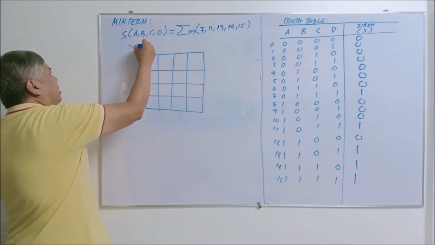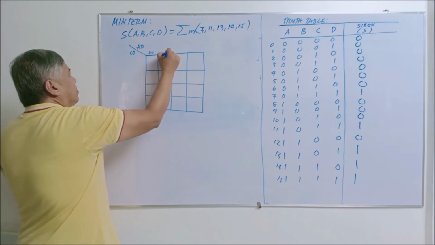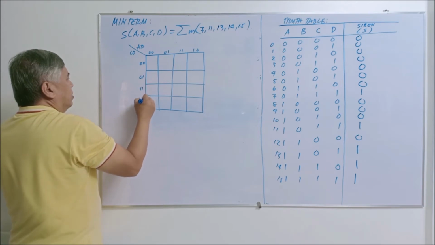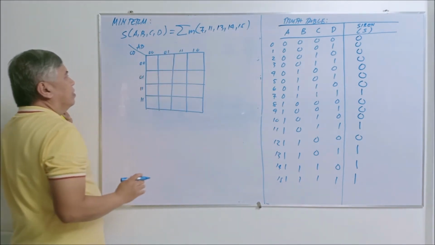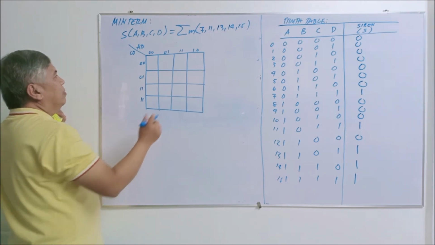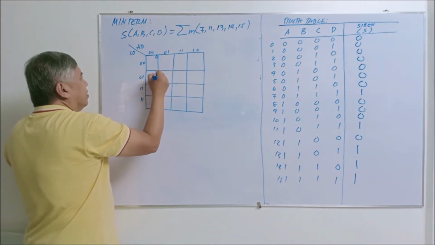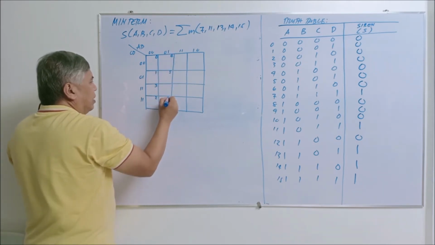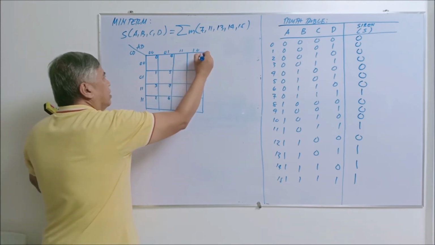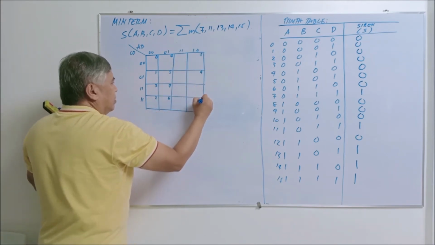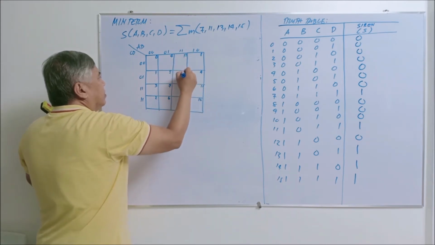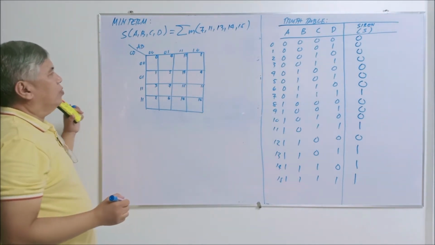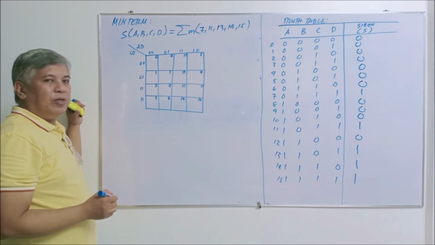This is A, B, C, D, 0, 0, 0, 1, 1, 1, 1, 0, 0, 0, 0, 1, 1, 1, 1, 0. Again, the placement of your decimal numbers is 0, 1, down, 2, 3, 4, 5, down, 6, 7, side, 8, 9, down, 10, 11, 12, 13, down, 14, and 15. That will be our map representation.